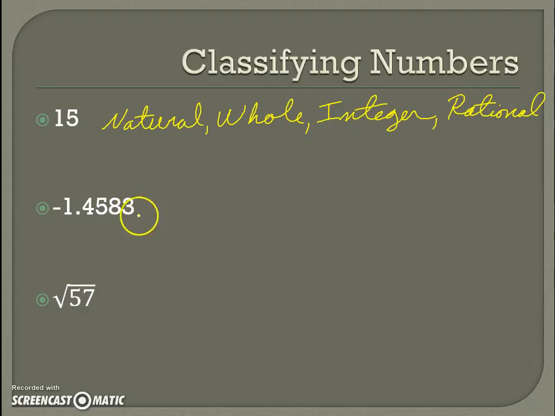This one right here, it's a terminating decimal, so it's rational. And that's the only thing that it is. This is not a perfect square, so this would be an irrational number.